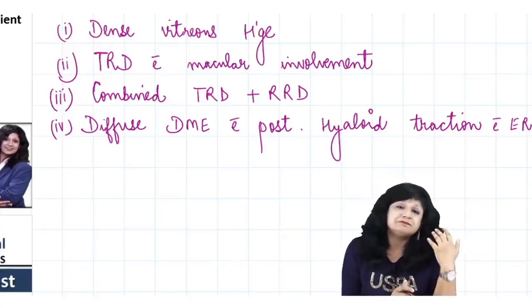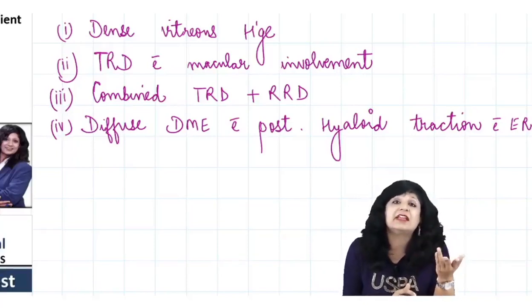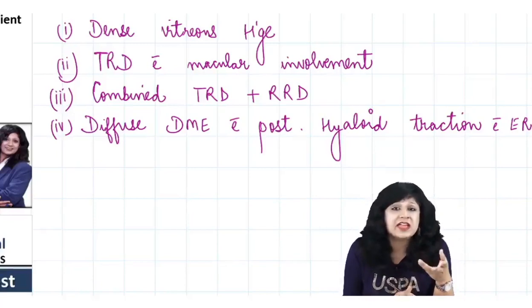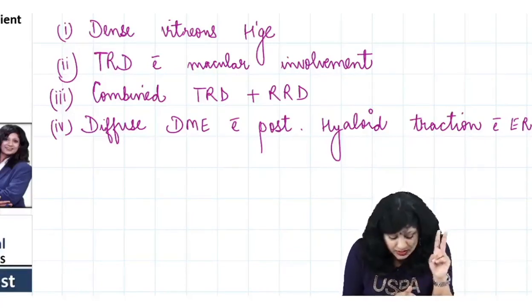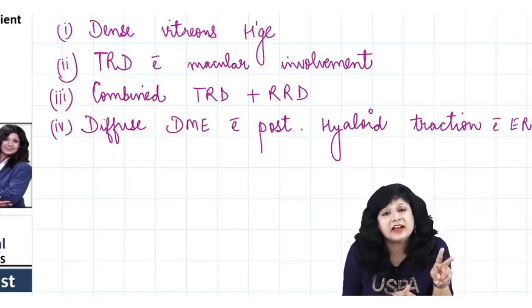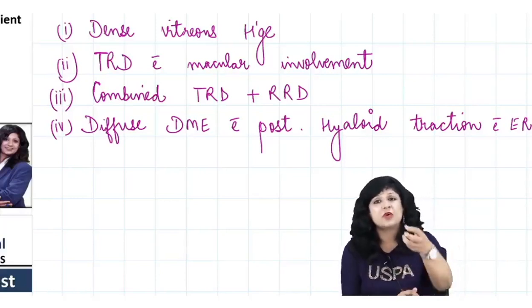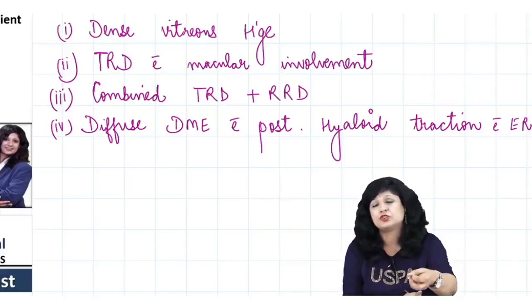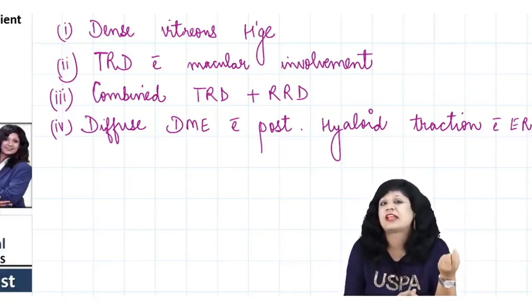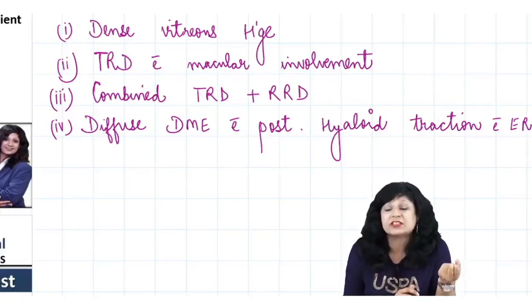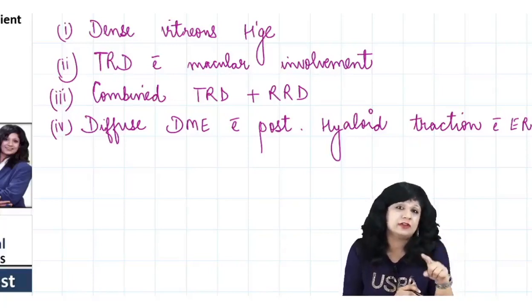But if it is a very non-clearing, resistant, dense type of vitreous hemorrhage, I will have to do the vitrectomy. Point number 2, if there is already TRD, tractional retinal detachment, you have so much fibrovascular tissue which is enough to give traction and pull the retina towards itself, especially if there is macular involvement also.